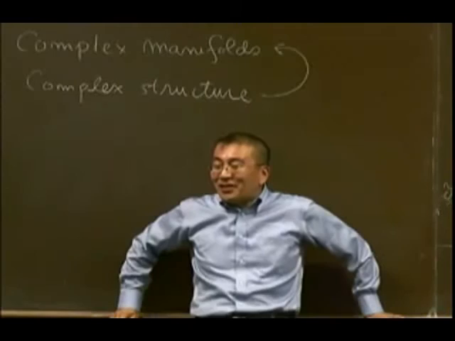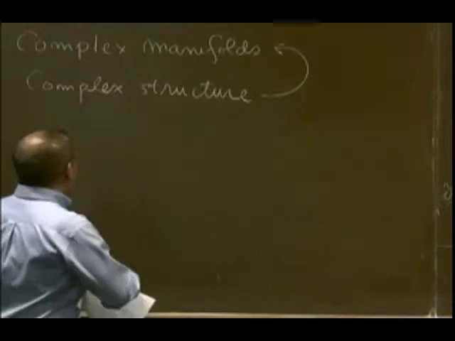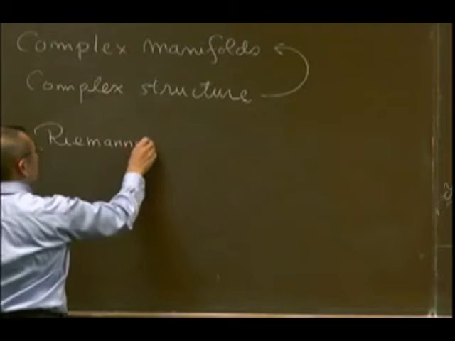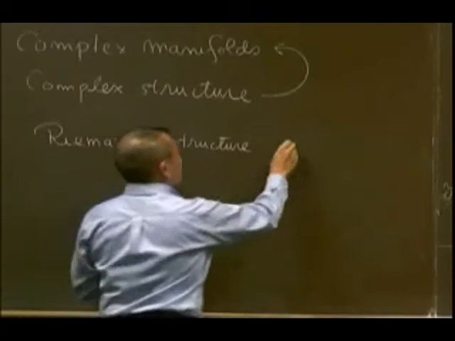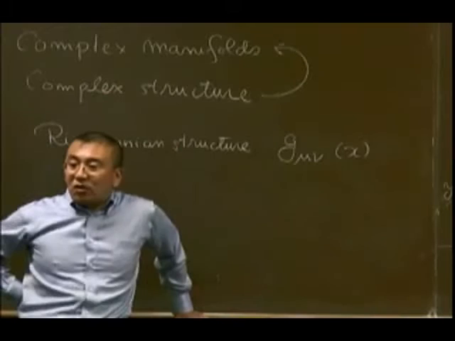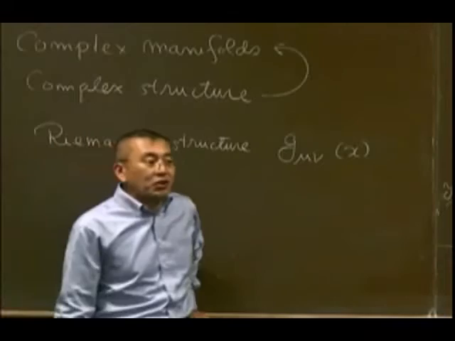So we need some structure, a complex structure, to define a complex manifold. I'm going to give you an answer to that, and I'm going to try to justify why this is an answer. Remember, in the case of Riemannian structure, what characterized it was a metric tensor g mu nu, which is a function of x. If you choose coordinates x, then you have a rank 2 symmetric tensor g mu nu, which defines the Riemannian structure.